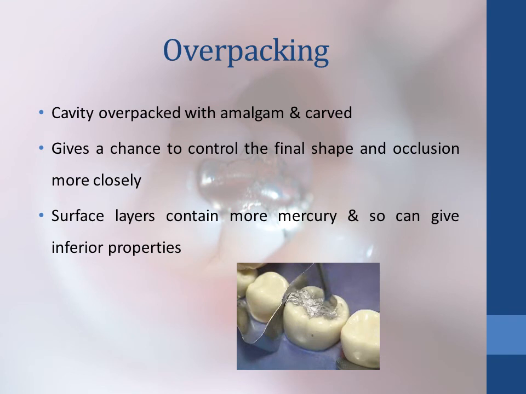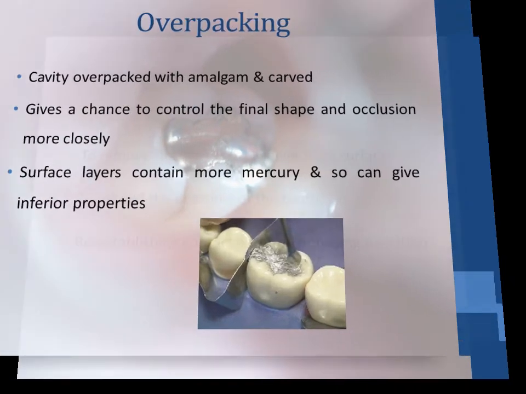So when we are condensing the amalgam within the cavity, it is recommended to overpack the cavity, meaning to fill it to the top and in excess, and then finally start carving it. Overpacking allows you to control the final shape and occlusion more closely, and the surface layers contain more mercury and so can give inferior properties. So that is why it is recommended that we overpack and then start carving.